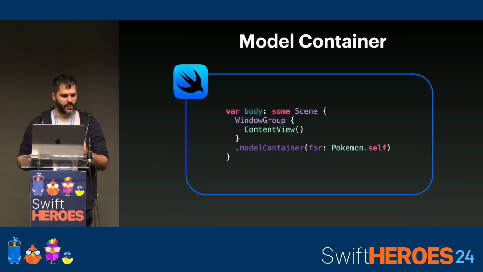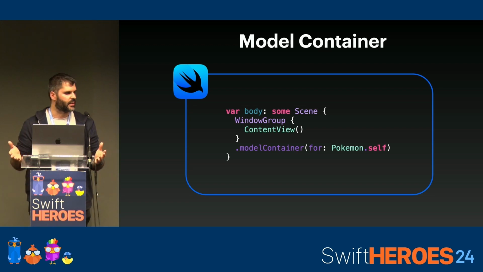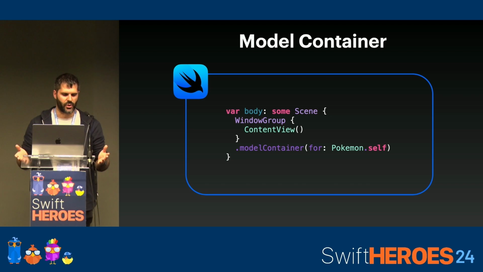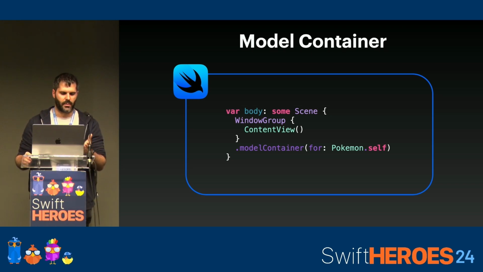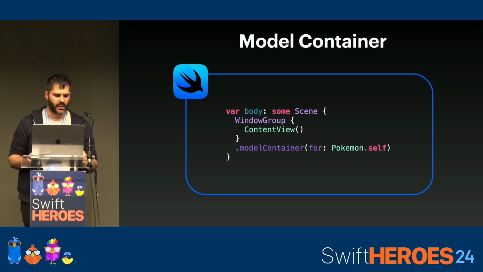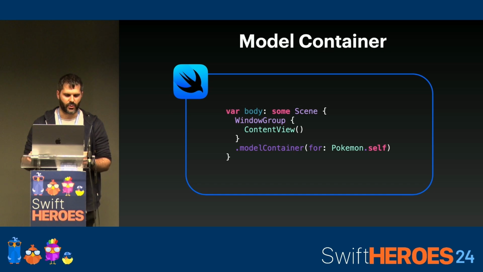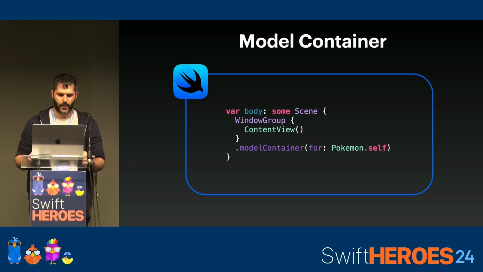And let's see how we can create a model container. It's very simple. We can just add a view modifier to our view group, for example. We define a single model, so we can pass that model to the model container. And that's it. In SwiftUI, we created our model container with a line of code.